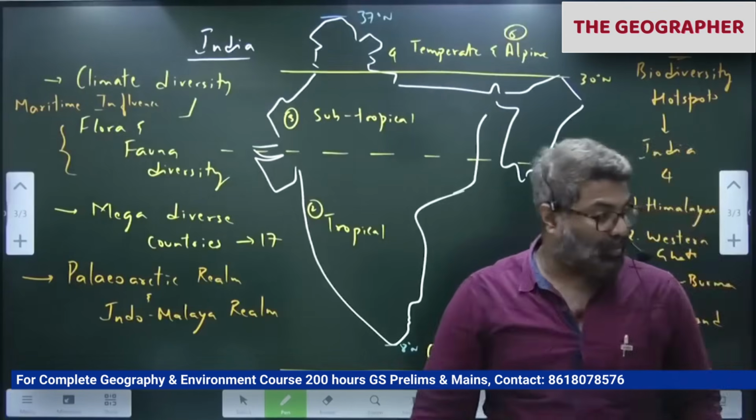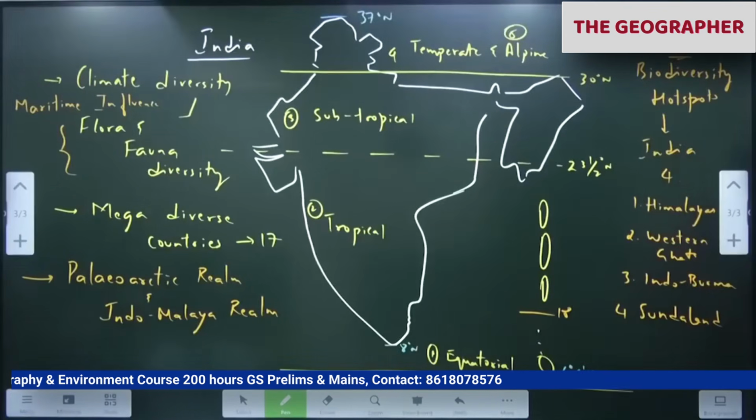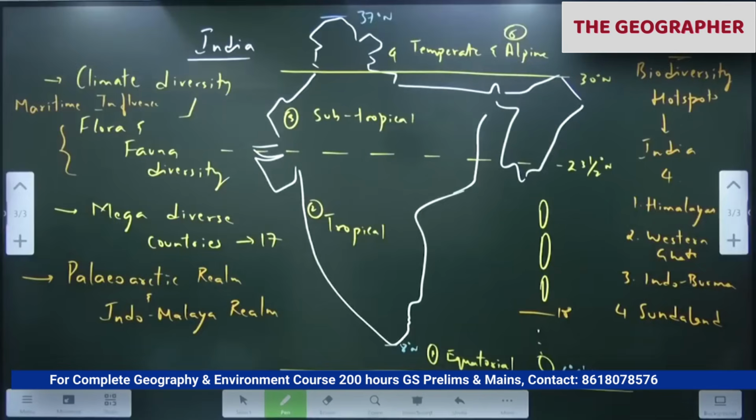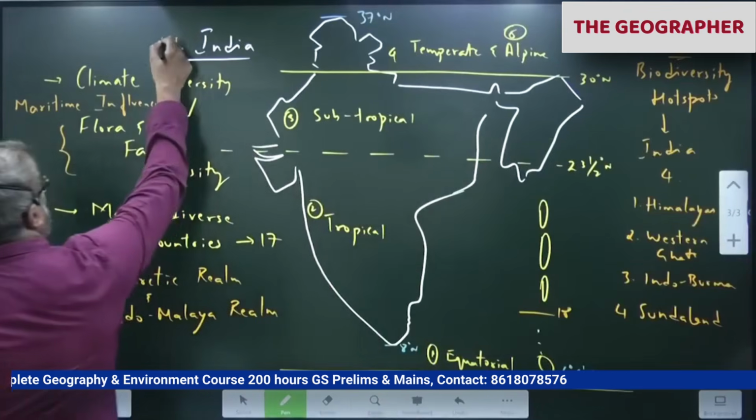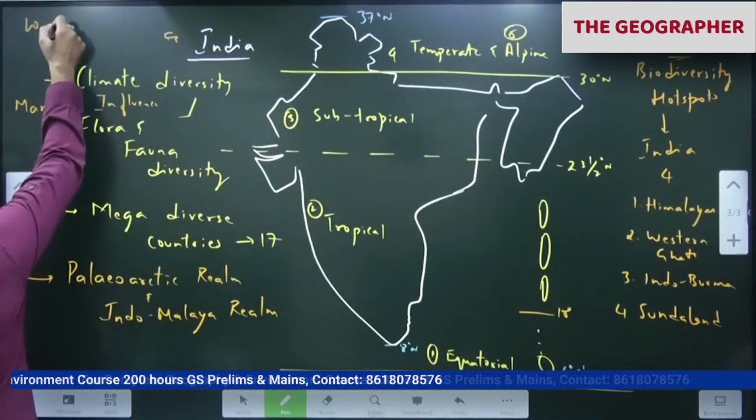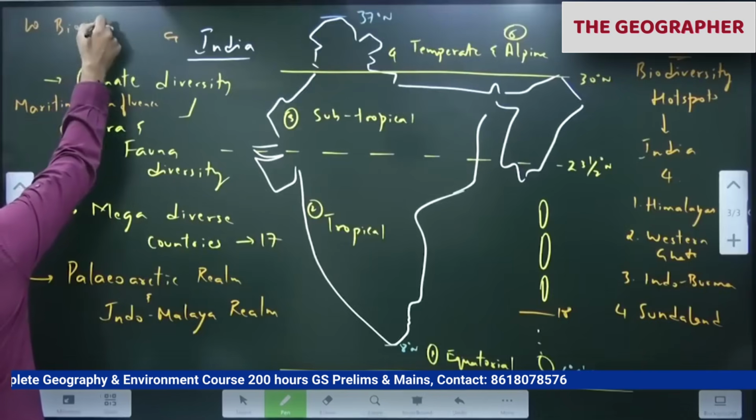See the atlas now. This map, that page. You can see 10 colors they have given. These 10 biogeographic zones. How many biogeographic zones is India divided into? 10.